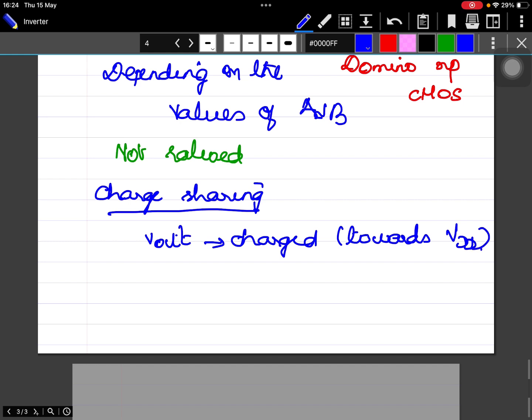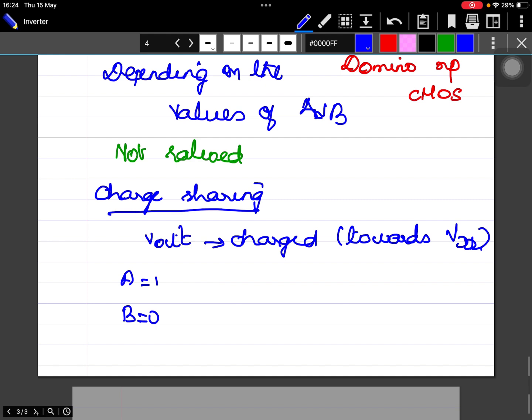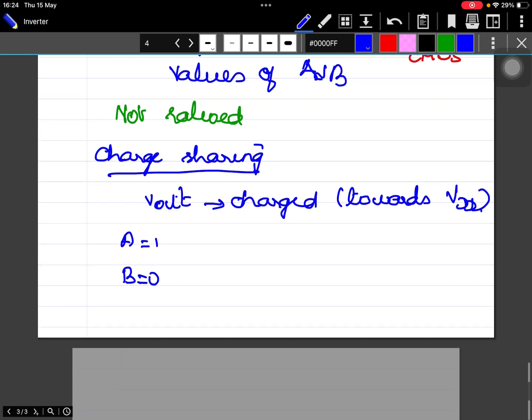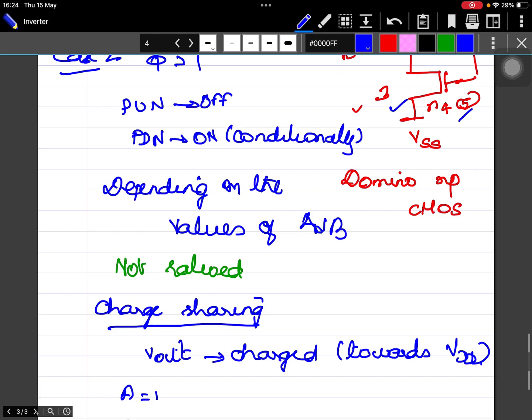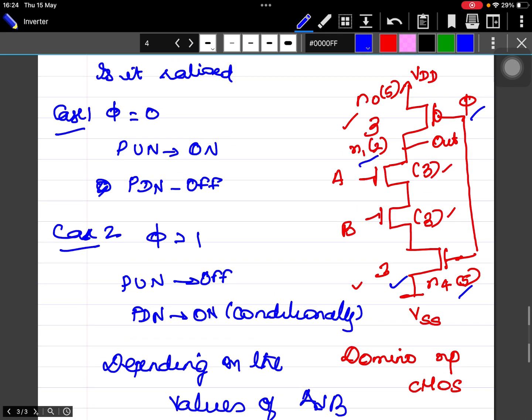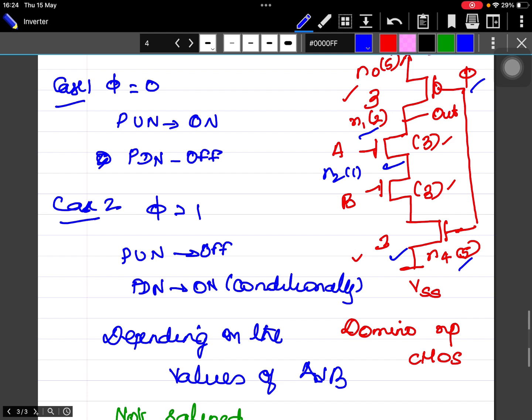Okay. And A is 1, B is 0. So what might happen? Charge sharing can happen through the first transistor. In order to avoid that, we make the strength of the node N1 as 2 and the strength of this net as 1. Is that clear? So this is the only thing which has to be made here. So when the pull up network is on, output will be 3, 1, and when the pull down network is on, the output will be 2, 0.